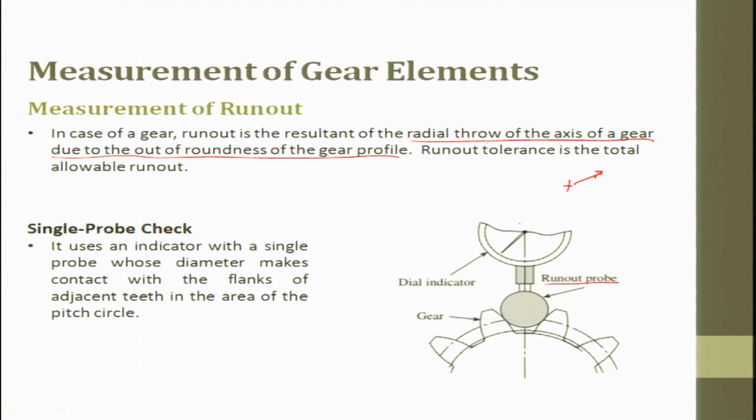With this, we will try to find out the deflection on the dial indicator and find out what the runout is. A single probe check uses an indicator with a single probe whose diameter makes contact with the flank. So, whenever you do gear measurement or thread measurement, you should always make sure that the known reference rests on both sides. It makes contact with the flank of the adjacent teeth in the area of the pitch circle diameter. It should not be meeting somewhere else; it has to meet in the area of the pitch circle. This is the pitch circle diameter, PCD.